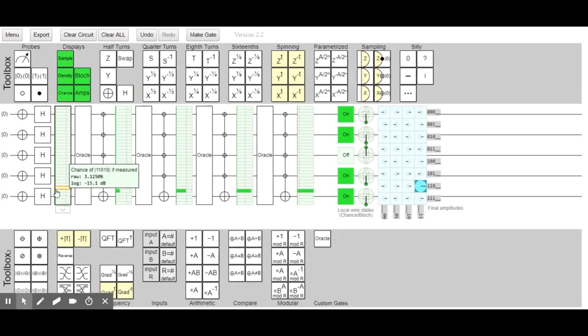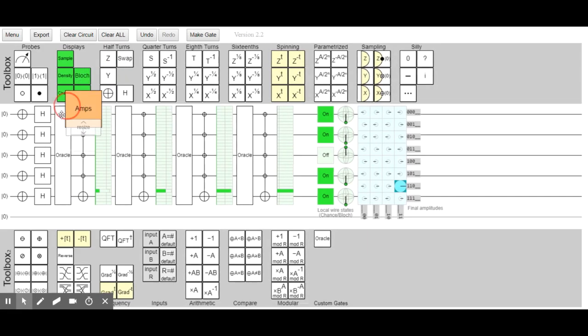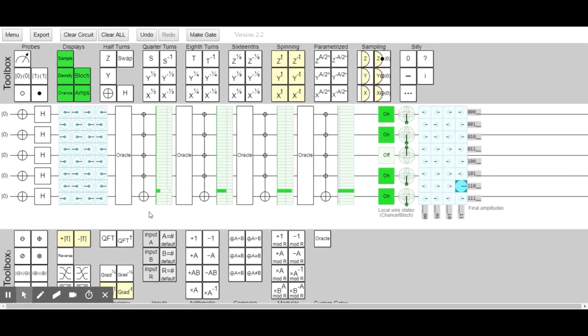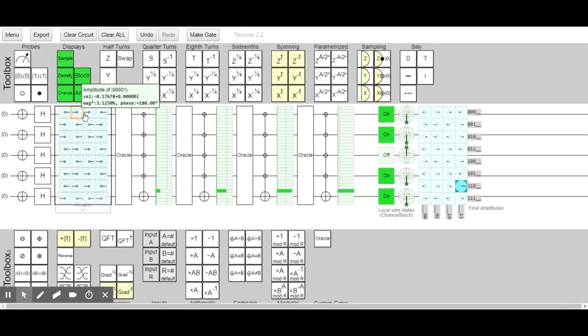Because that is a... so what if I put in the amplitudes? What do I get in here? The thing is, it's probably impossible to put that in a straight line. One of the things that I liked about the IBM Q, but on the other side, there's no other way to represent that.